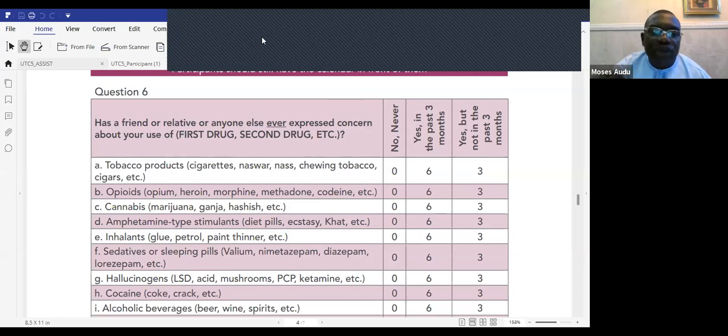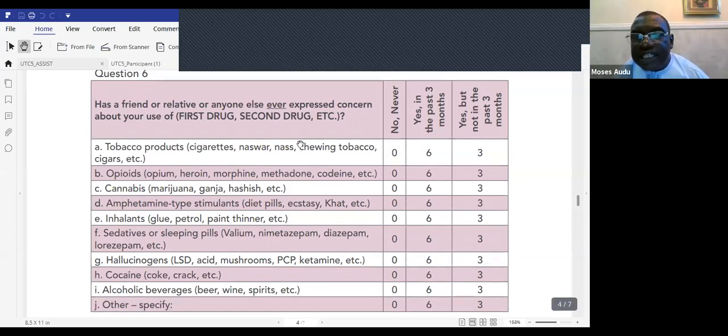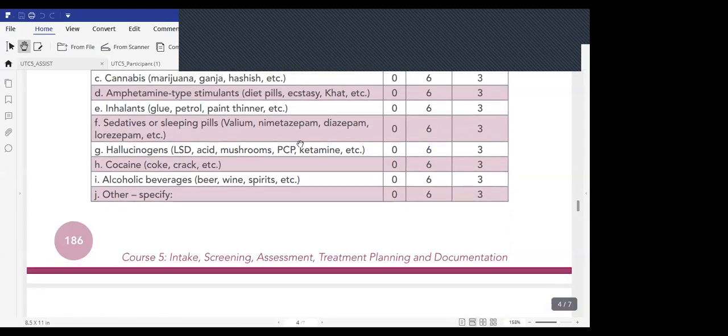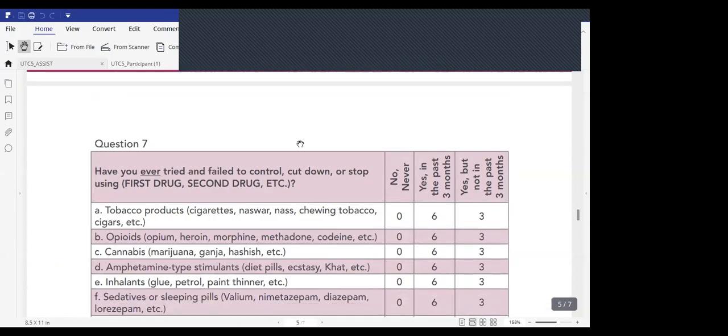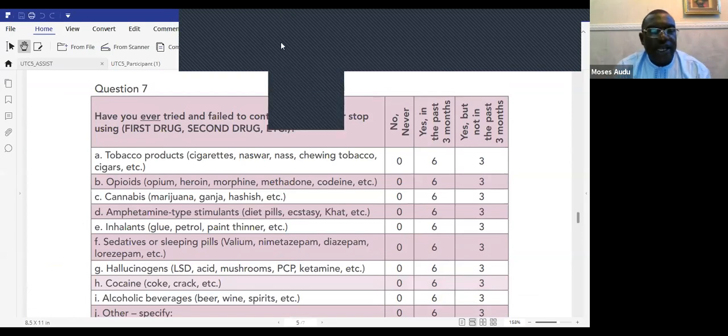Oh, okay, George, let's ask you again the question. Sorry, George, sorry to take you back. Has a friend or relative or anyone else ever expressed concern about your use of sedatives in the past 3 months? Yes, I affirmed yes. Okay. So have you had? Yes, I've had. Okay, thank you. So let's move on. We're almost done. George, thank you for cooperating with us, and thank you again for your patience.